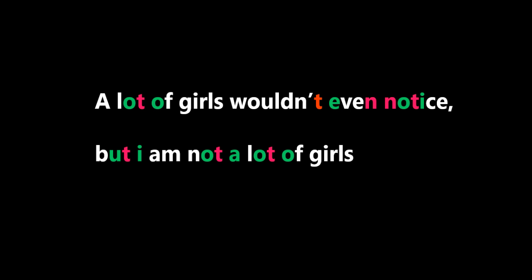We can find the rule number 3 here in many places. The T sound between vowels can be flapped. A lot of. Consonant and vowel blended. Wouldn't even. The same N sound, you can skip one. And the T sound between vowels can be flapped. Notice. The T sound between vowels. But I. The T sound between vowels. Not a. And the T sound between vowels can be flapped. Lot of.